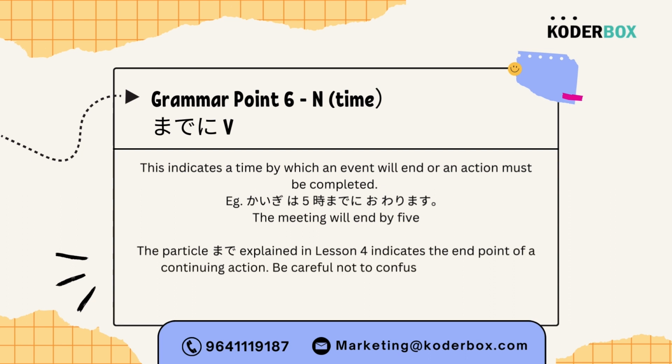The particle made, explained in Lesson 4, indicates the end point of a continuing action. Be careful not to confuse it with made ni. Example: 5時まで働きます. I work until 5 o'clock.